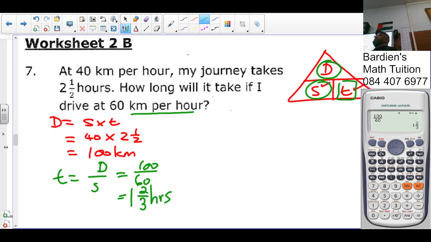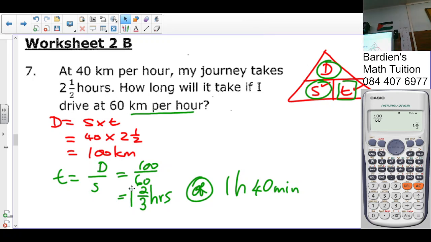Not so? If they wanted in minutes and hours, what would it be? 1 hour. And what is 2/3 of an hour? How many minutes are there in an hour? 60. What is 2/3 times 60? Check. 2/3 times 60? 40. So it's 1 hour 40 minutes. Okay.